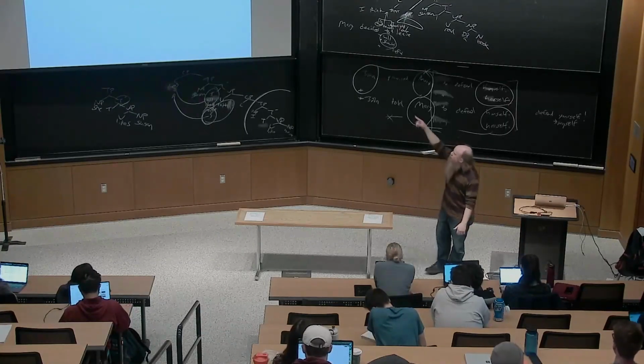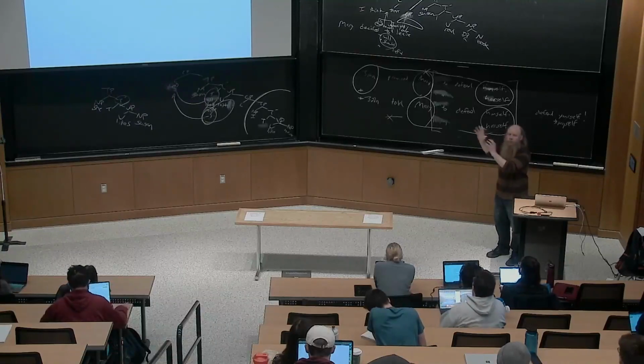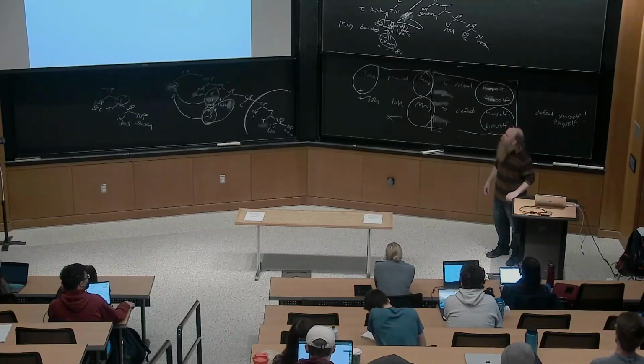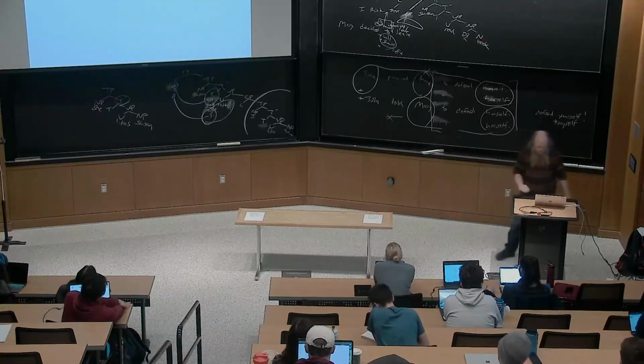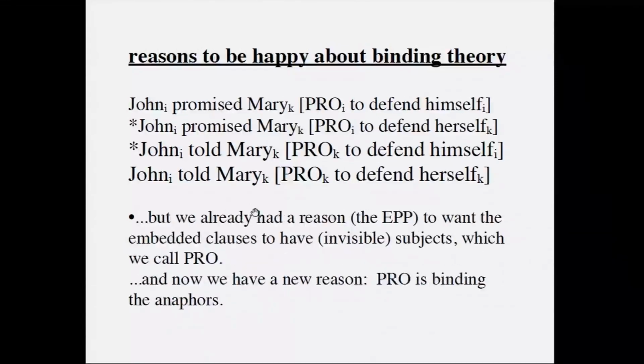Same thing here. In John promised Mary to defend himself, there's a pronoun in the subject of defend. It's really, John promised Mary him to defend himself, right? And that him, that pro, is referring back to John. And John told Mary her to defend herself. That her is referring back to Mary. Binding theory tells us so. Slide after slide after slide.